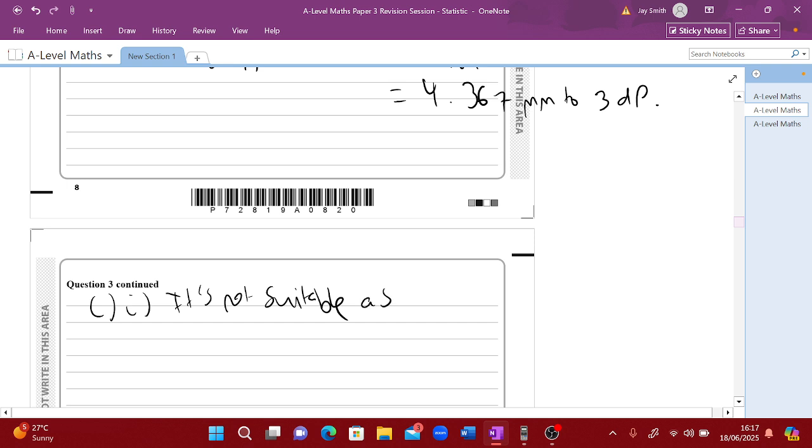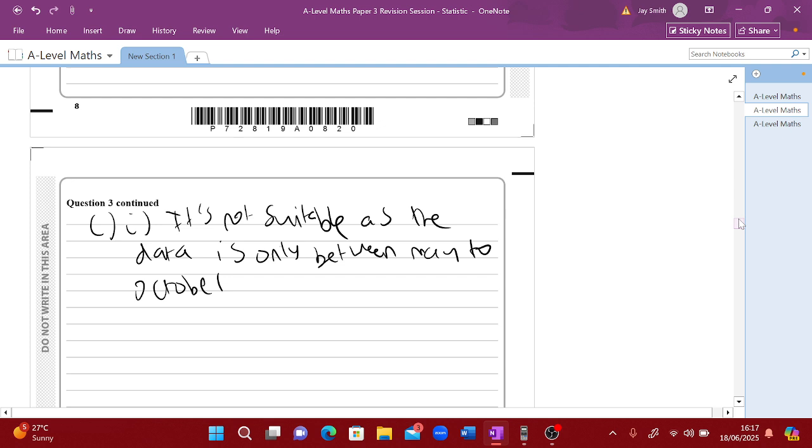So it's not suitable as the data is only between May and October, and that's just something you need to learn. But if you remember the months, that sort of range of months, it's usually May up to October anyway, for the UK stuff anyway. So not reliable for other months of the year, right?